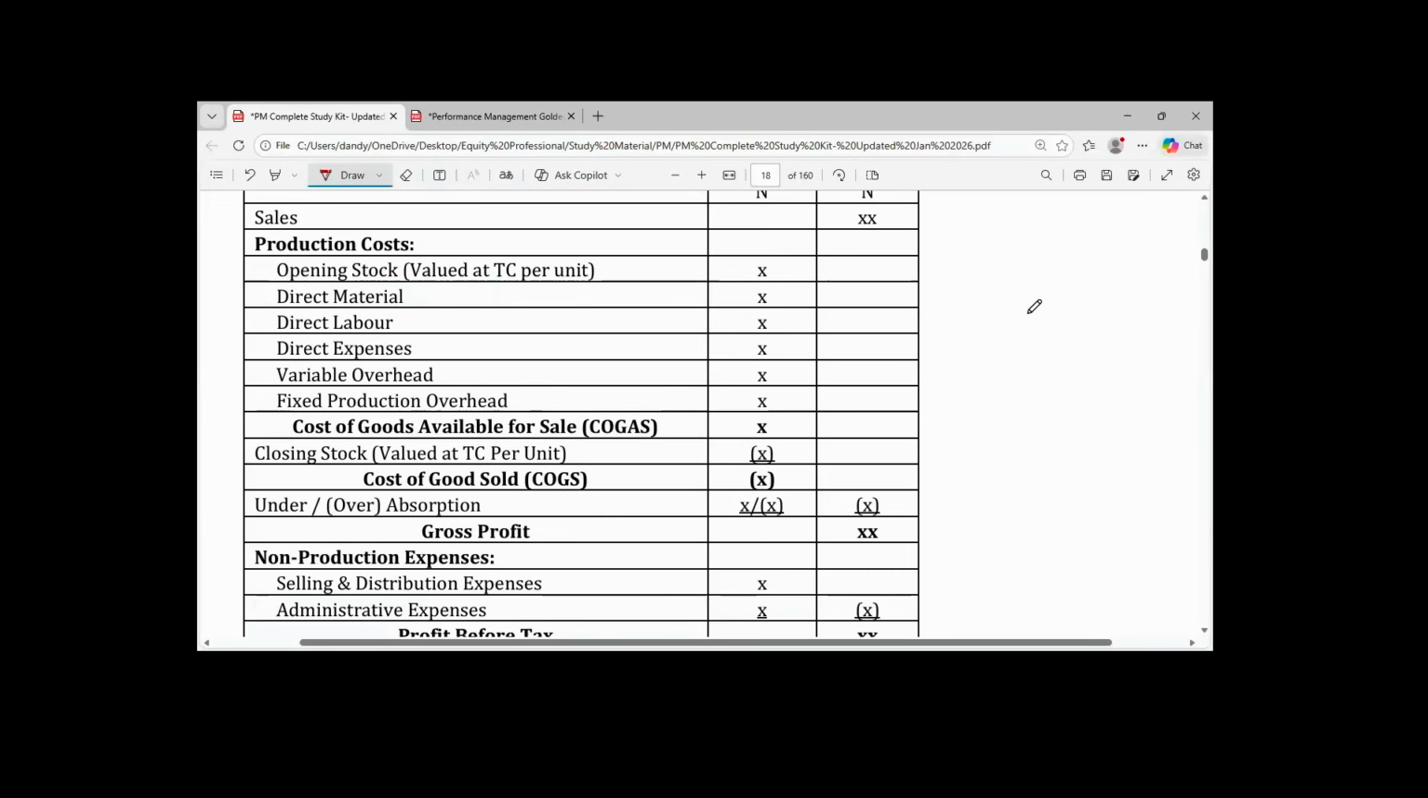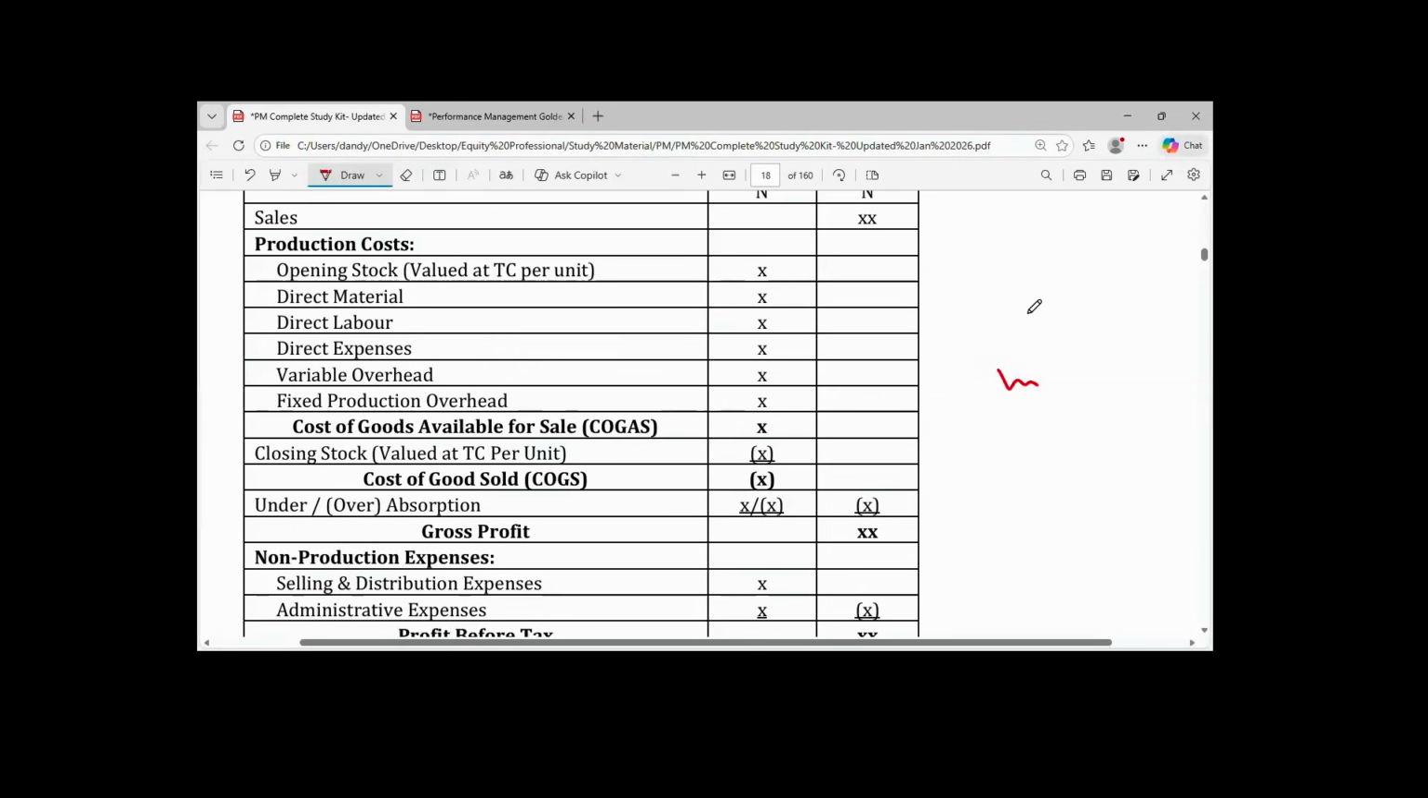Then lastly, we also demonstrated how to calculate closing stock, because I mentioned to you that the examiner will never give you the closing stock. You are the one that will estimate the closing stock under the two techniques.